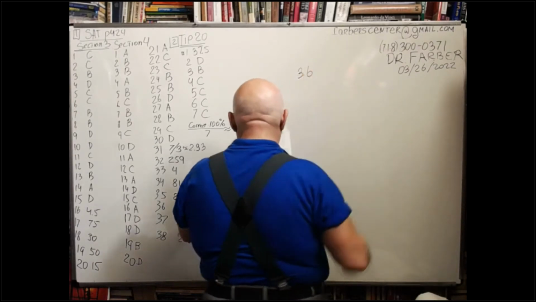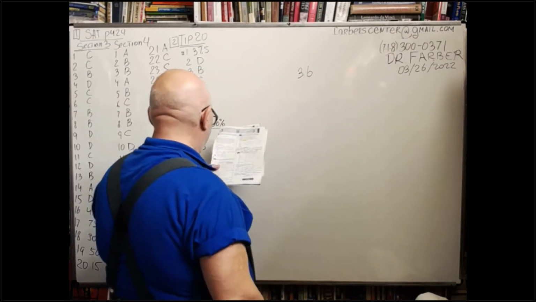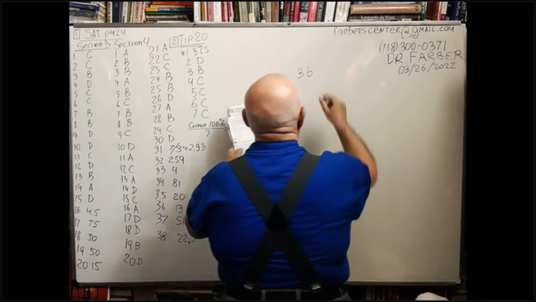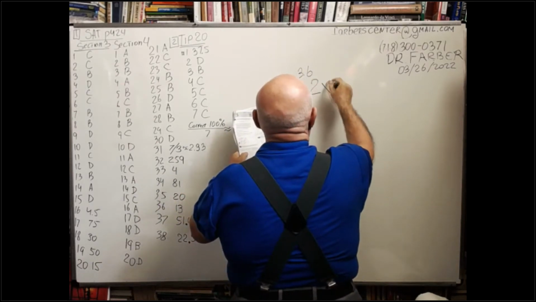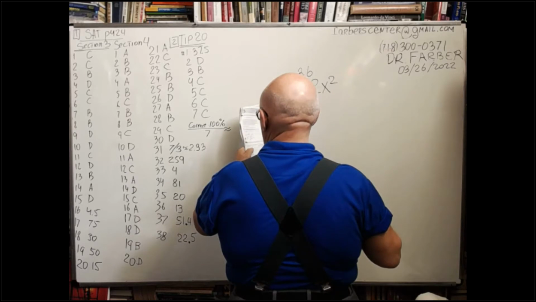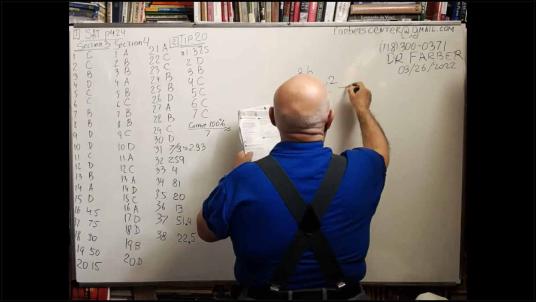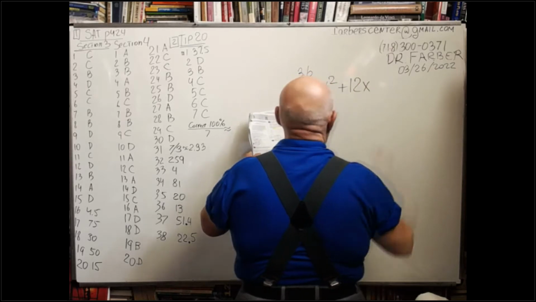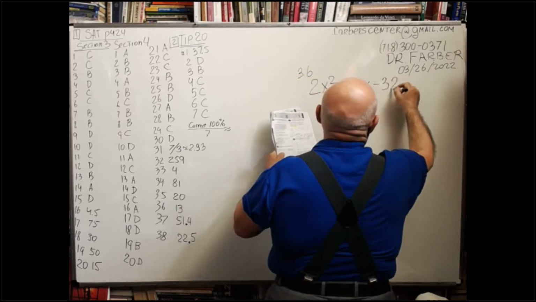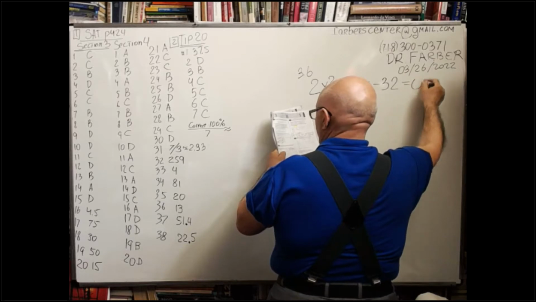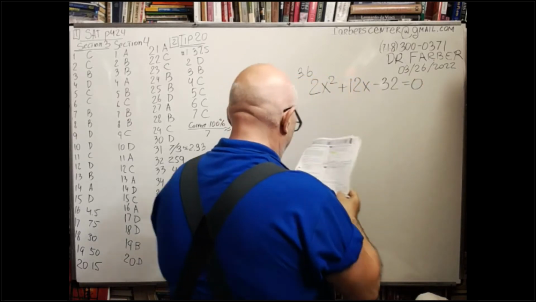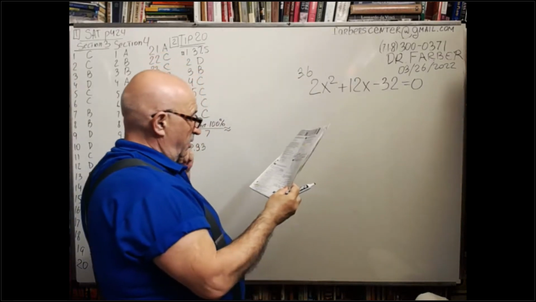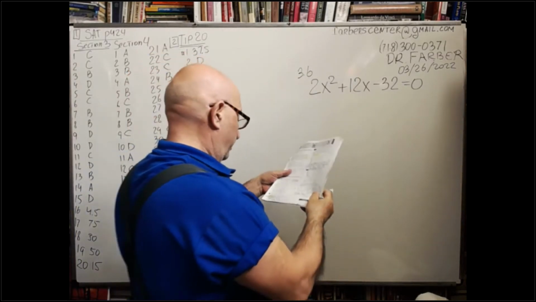In 3-6, what we have? We have an equation, which is 2x squared plus 12x minus 32, and this equals 0. And they provide different multiple choice for this. Okay, and which matches this one?